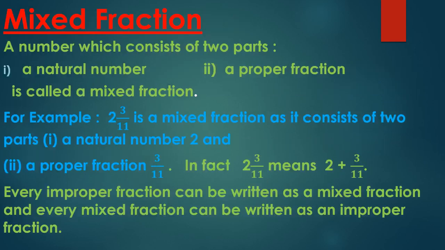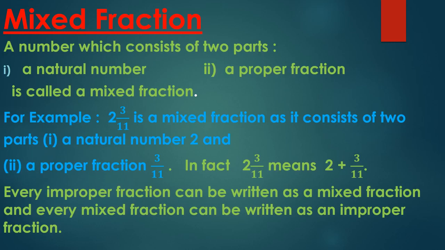Now, mixed fraction. A mixed fraction is a fraction which consists of two parts. One is a natural number and the second is a proper fraction. To a natural number we can say whole also. So, a mixed fraction consists of two parts, a natural number and a proper fraction. See the example now. It is 2 and 3 upon 11. This is a mixed fraction as it consists of two parts.